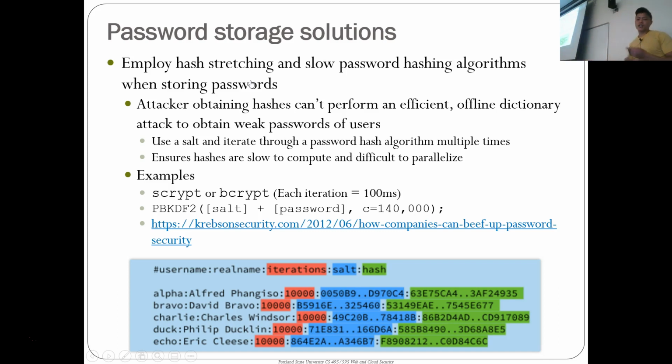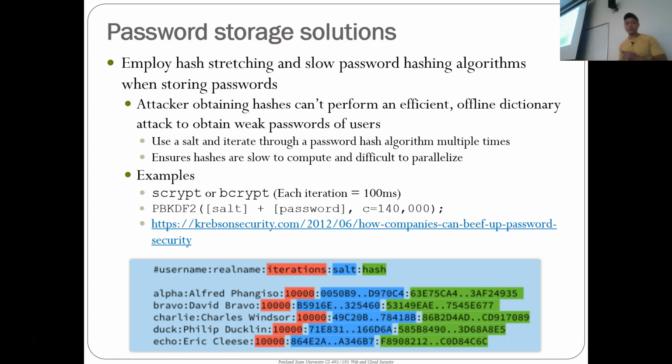And so the attacker obtaining the password file can't perform an efficient offline dictionary attack in order to break the password. If you have a compromise of this file, and it's got the salt and the hash, the fact that the password stretching algorithm says run this hash 10,000 times on the password before comparing the result slows down the adversary and makes this a much harder cracking operation than if this was just a cryptographic hash.